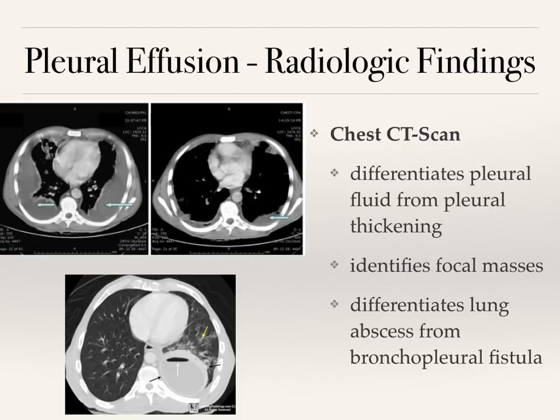Chest CT scan differentiates pleural fluid from pleural thickening. It identifies focal masses that might be the source of the effusion and differentiates lung abscess from bronchopleural fistula. The CT scan image on the left shows effusion with the light blue arrows, while the image below is an example of a lung abscess.